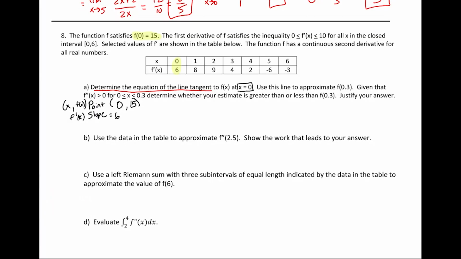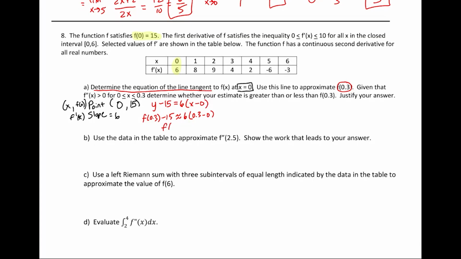So our tangent line approximation at x equals 0 is going to be y minus 15 equals 6 times x minus 0. Now we're going to use this to approximate f of 0.03. So we'll say f of 0.03 minus 15 is approximately equal to 6 times 0.3 minus 0. So 0.3 minus 0 is just 0.3. 0.3 times 6 is 1.8.